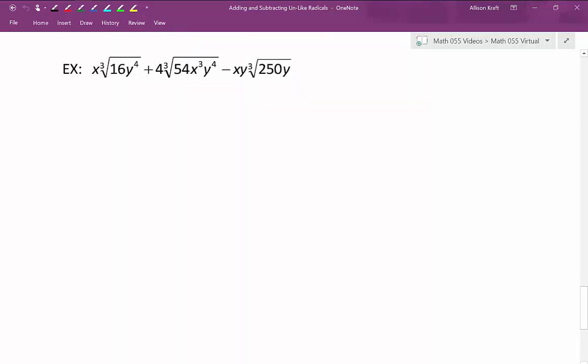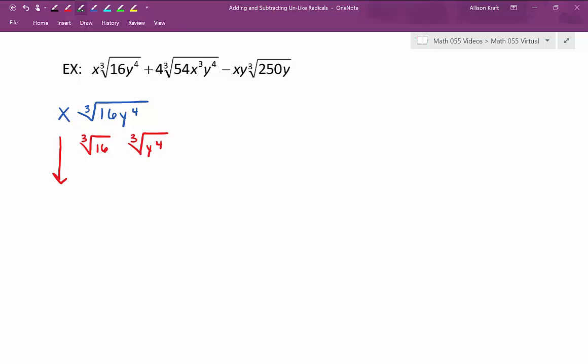One more example, 3 radicals that we're adding and subtracting with variables and numerical radicands. Please note that these are cube roots. Those are not exponents. That is an index of 3 on each of the radicals. We want to start by simplifying x times the cube root of 16y to the 4th. I'm going to remember to bring my x straight down. I'm going to break this up into the cube root of 16 and the cube root of y to the 4th.